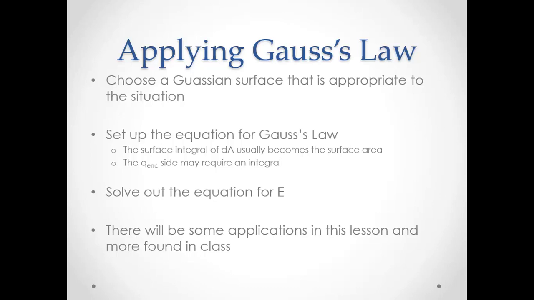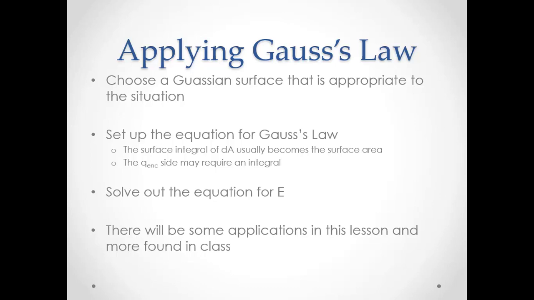We'll look at some situations and start to figure out that there are really, I think, three different symmetries that we come across over and over again. One of them is spherical symmetry, one of them is cylindrical symmetry, and one of them is planar symmetry. Then we set up the equation for Gauss's law.